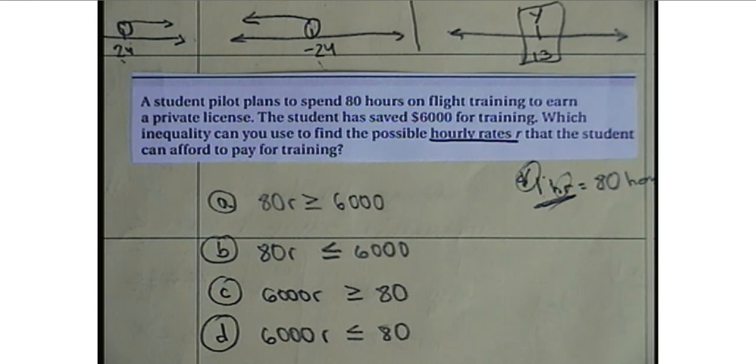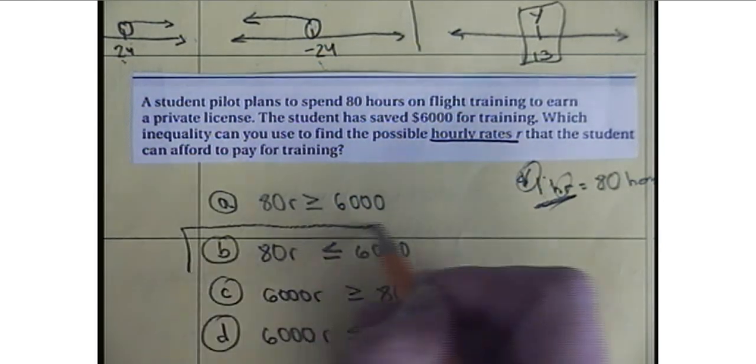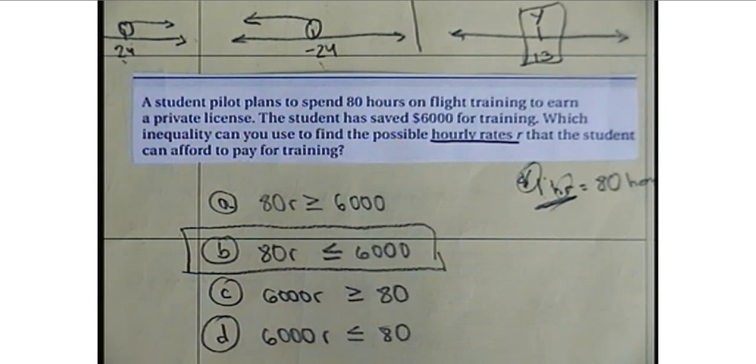So let's think, if it's greater, you would not be able to pay for your training. But if it's less than, then you're going to have enough money. Could be equal to 6,000, of course, you have exactly $6,000. So the solution that you're looking for will be B. Because again, 80 hours times the rate should be less than or equal to $6,000 total.